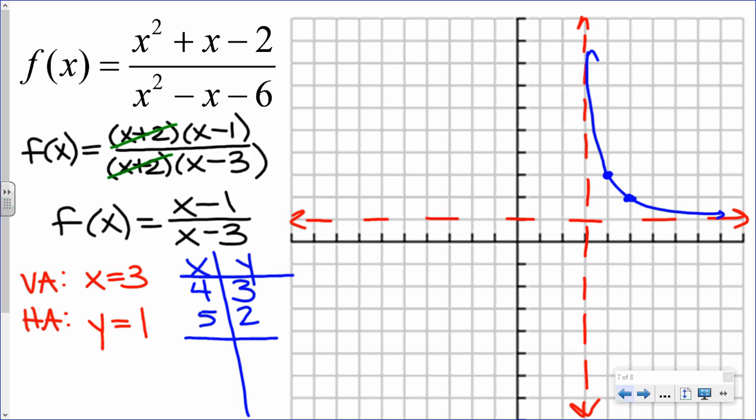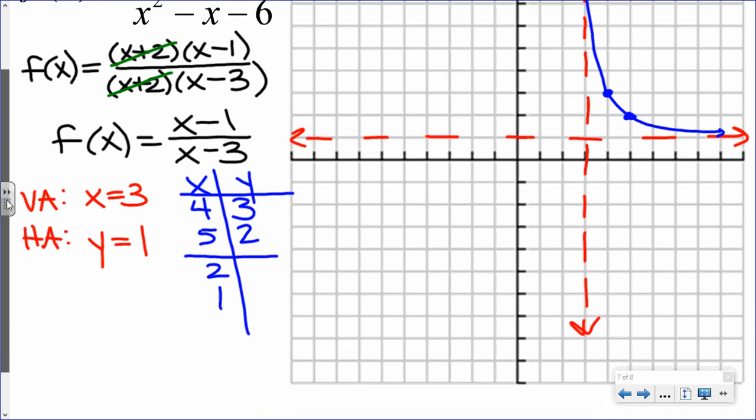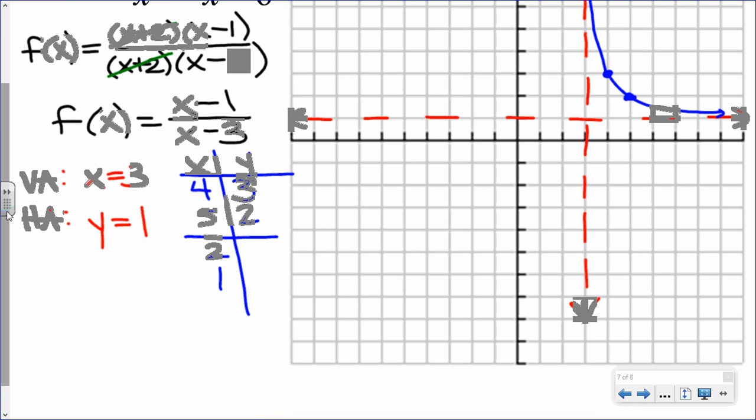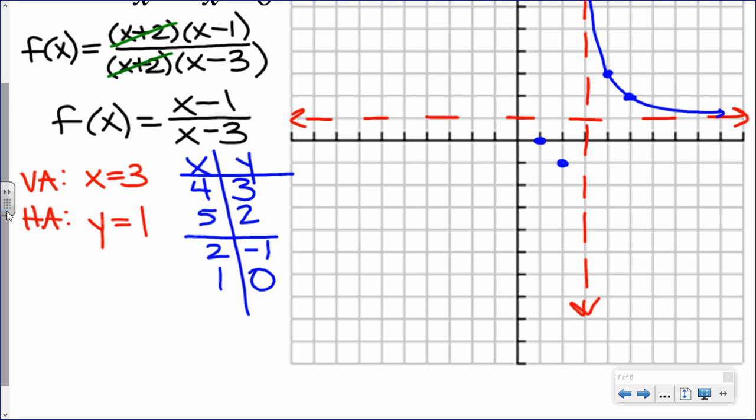Same thing to the left. We're going to plug in, what sounds good, 2 and 1. When we plug into x minus 1 over x minus 3, when we plug 2 in, we get negative 1. And when we plug in 1, oh, that's nice, we get 0. Okay, now here's the kicker. We got to plot the hole. We canceled the factor of x plus 2, which means we have a hole at negative 2. X plus 2 is the factor we canceled. Negative 2 is where the hole is.